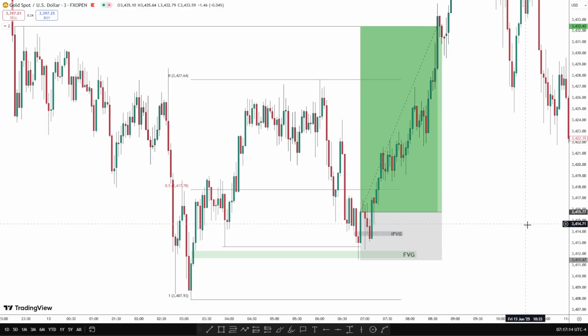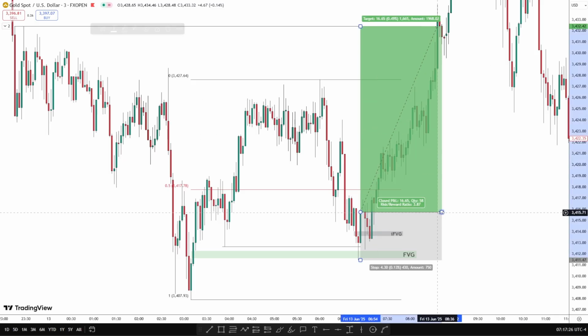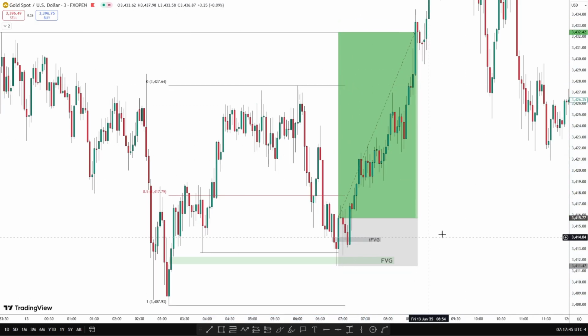Now this is a very, very simple model. However, this can be extremely effective. I personally use this on the higher time frames and then look for my lower time frame model correlated to my higher time frame bias. So I'm just going to go over one more example.